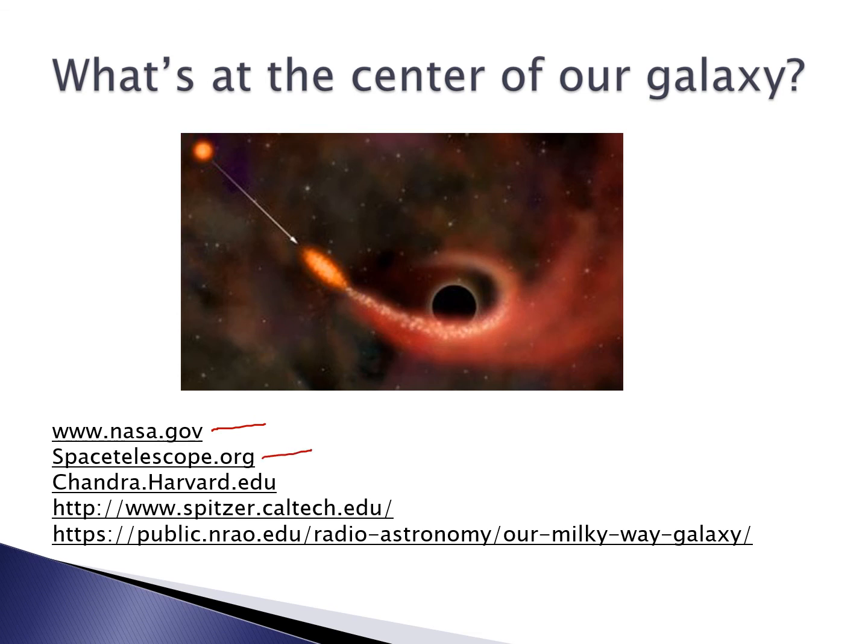But remember that I've shown you that we can look at the center of the galaxy in kinds of light that are invisible to our eye. So I've given you a link here to the Chandra X-ray satellite, the Spitzer infrared satellite, and radio astronomy, the National Radio Astronomy Observatory, so you can look at more about what's going on in the center of our galaxy in radio waves.